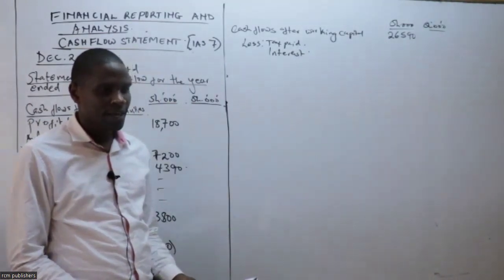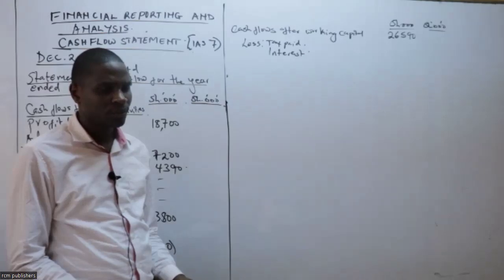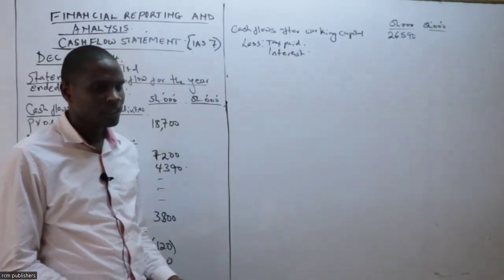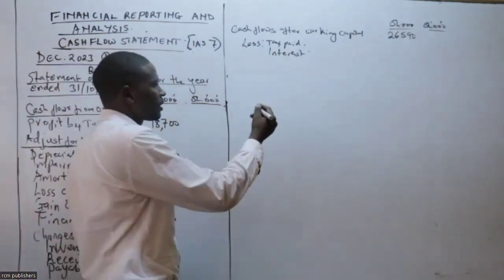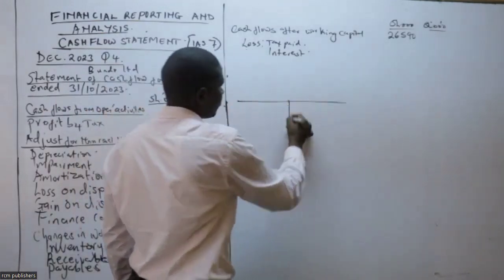Tax paid was... that was interest paid, right? I think that was interest paid. How many tax? Okay. So I think what we should do, let's do this. Let's have an account here, very fast.